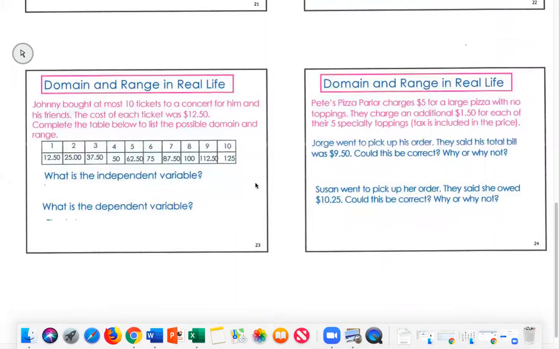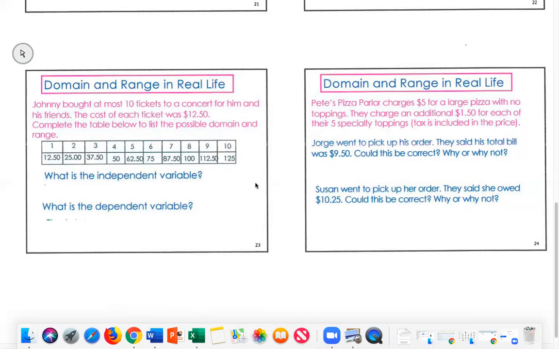So let's talk about Johnny now. Johnny bought at most 10 tickets to a concert for him and his friends. The cost of each ticket was $12.50. Complete the table below. Is it possible to have the domain and range?